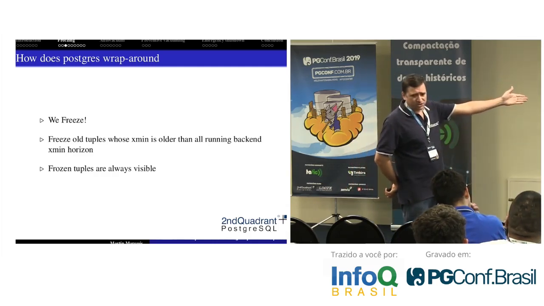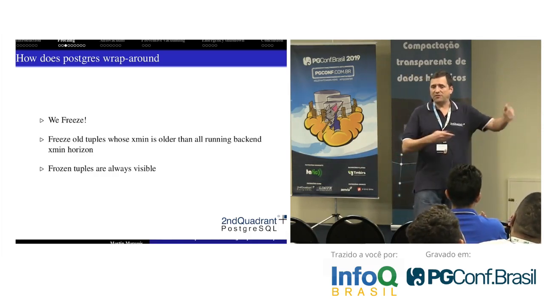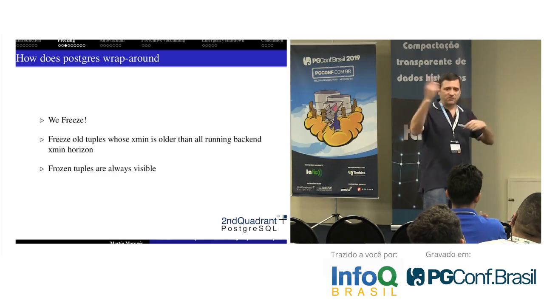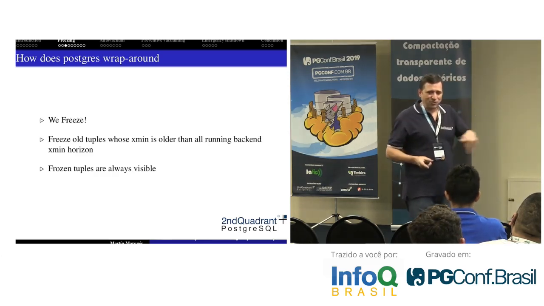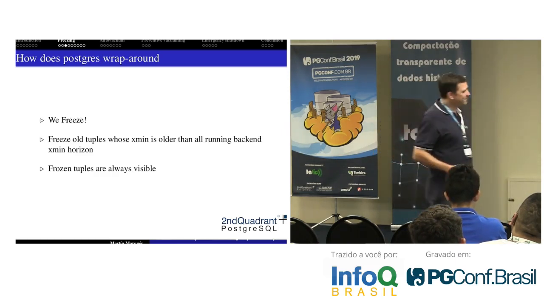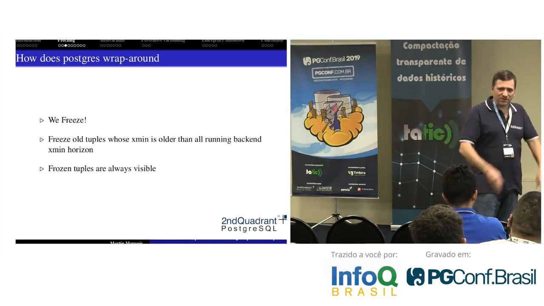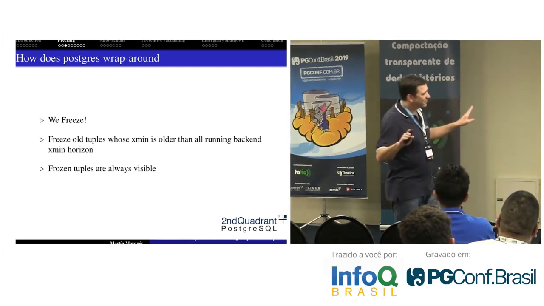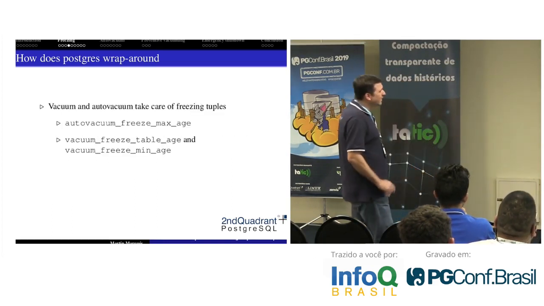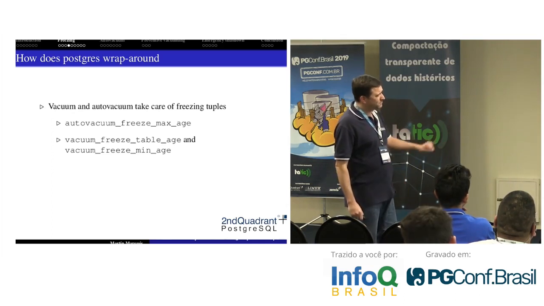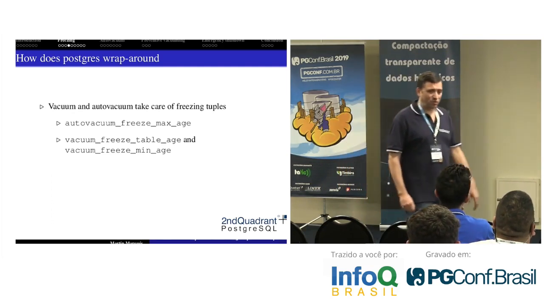So, as I just said, frozen rows are always visible. We don't have to check whether the xmin is in front or behind in the modulo comparison. It's frozen. We already froze it. We put the bits in the header of the tuple. Nothing else. But how does this happen? When does vacuum or autovacuum do it?